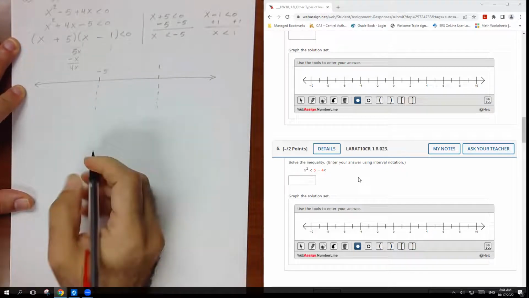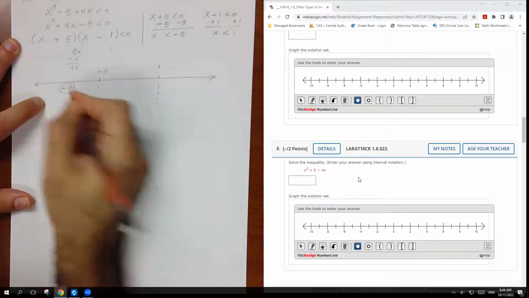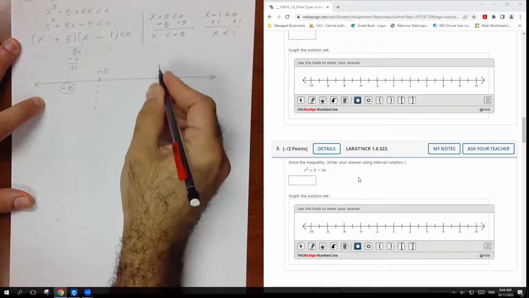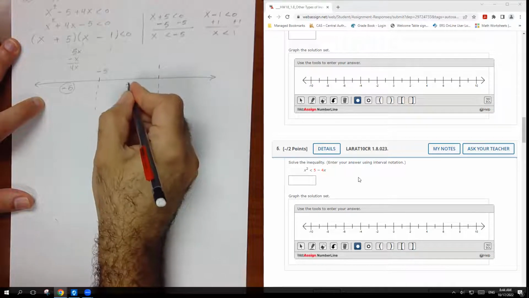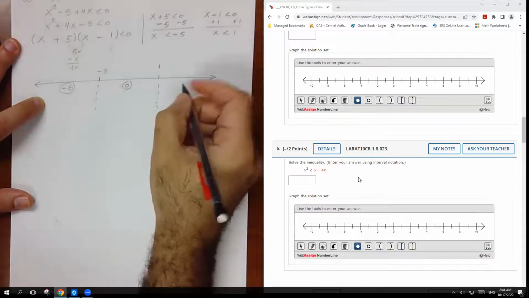Let's work. Pick a number from here. I'm going to pick negative 6. Number between negative 5 and 1. The easiest one is the 0. And the number is here. Let's take 2.